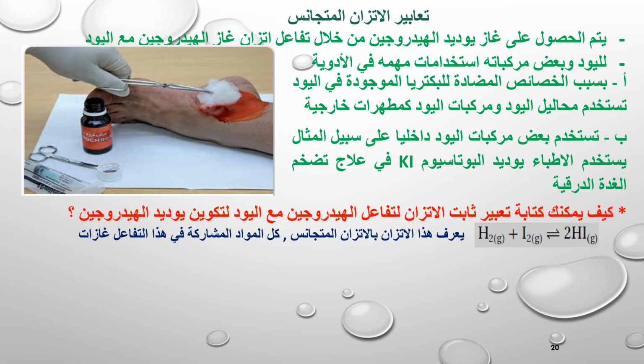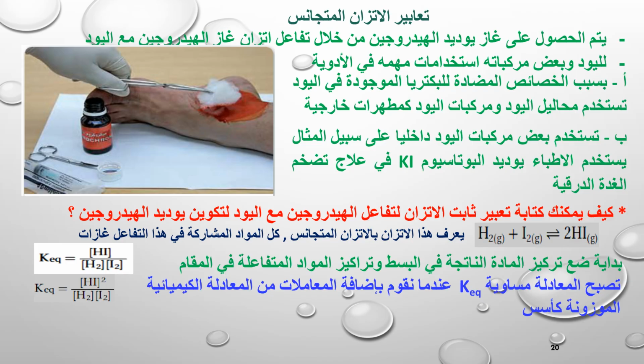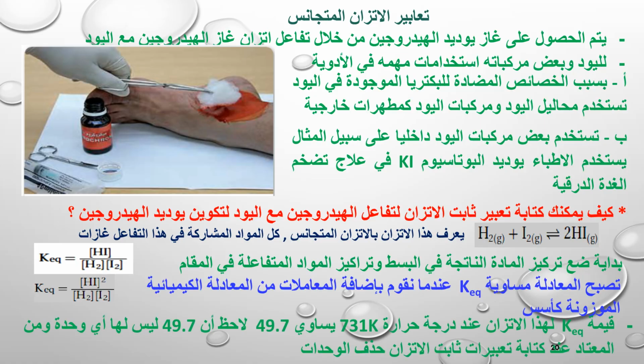Homogeneous equilibrium involves reactants and products in the same physical state, such as gases, as in the formation of hydrogen iodide. First, write the product concentration in the numerator and the reactant concentrations in the denominator. Then, raise the concentrations to the power of their coefficients in the balanced equation to obtain the Keq expression. Keq has a value of 49.7 at 731 K and is unitless.